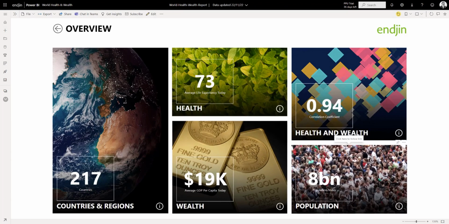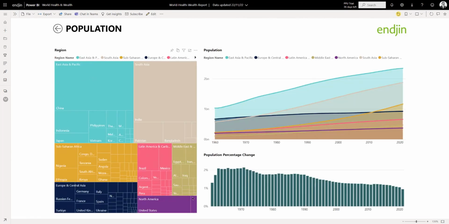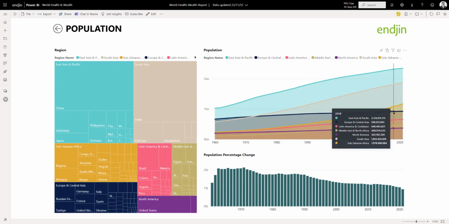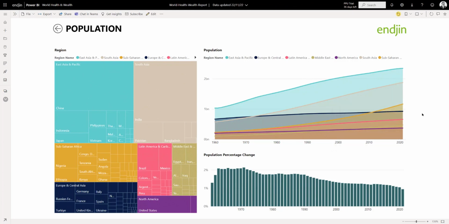If we look at population now, here we're representing every country in the world on a tree map. So the larger the country by population, the bigger the area it takes up on the tree map. You can see from the top right-hand corner here that population by region has been growing generally quite steadily, although sub-Saharan Africa, which is this orange line, seems to have accelerated in its growth compared to some other regions where, even visually here on the chart, you can see that the population is growing at a slower rate.